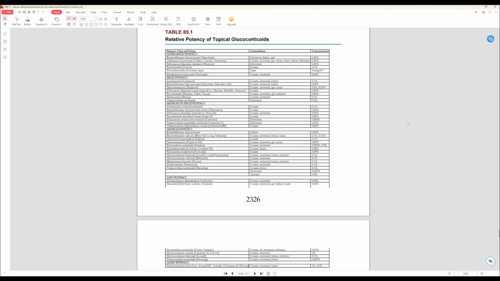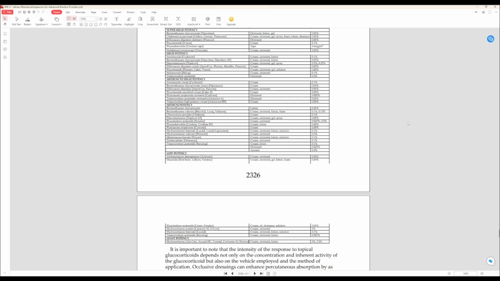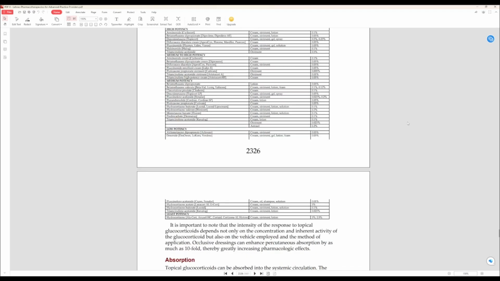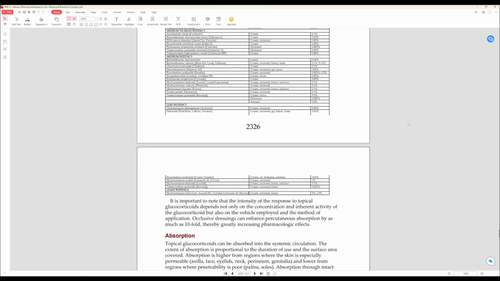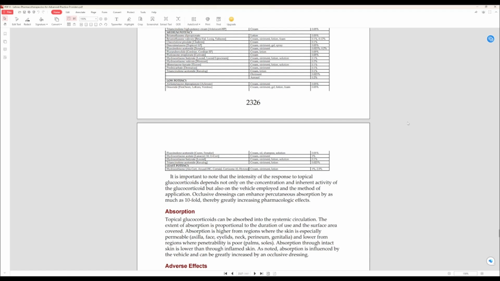It's important to note that the intensity of the response to topical glucocorticoids depends not only on the concentration and inherent activity of the glucocorticoid, but also on the vehicle employed and the method of application. Occlusive dressings can enhance percutaneous absorption by as much as tenfold, thereby greatly increasing the pharmacologic effects.